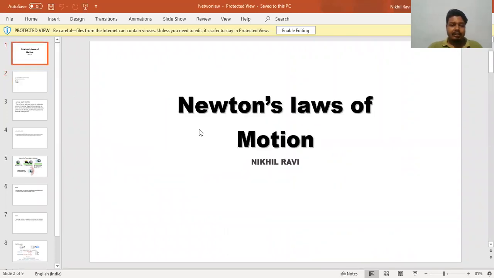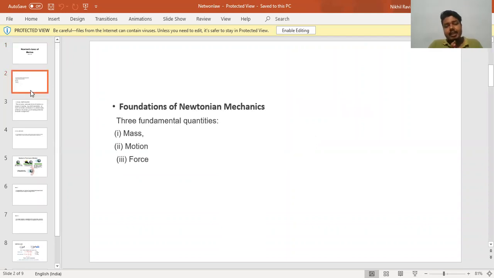So this is Newton's laws of motion. Okay, now when we are talking about Newton's laws of motion, guys, basically there are three fundamental things. First is the mass, another is the motion, and third is the force.